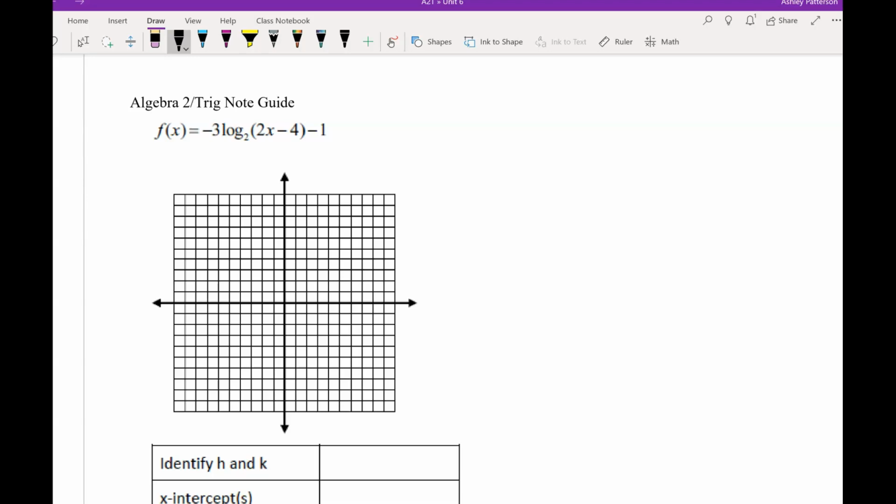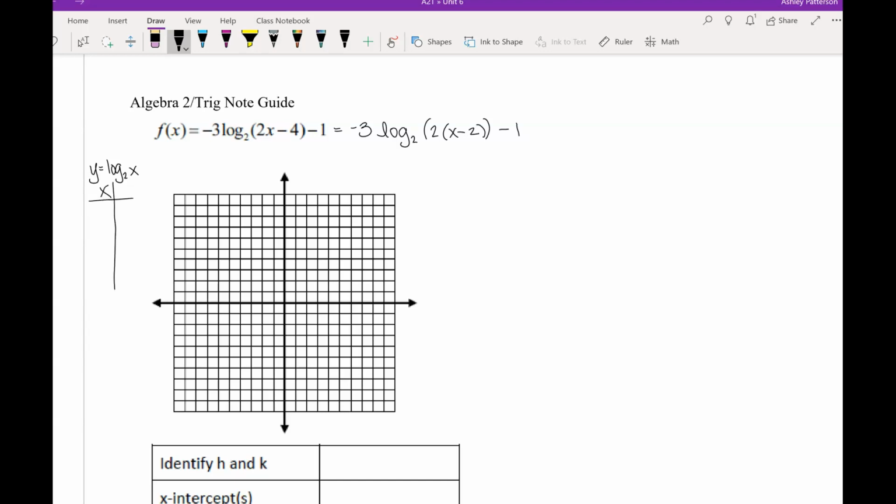All right, last but not least, we need to factor out the b value. So negative 3 times the log base 2 of 2 times x minus 2, minus 1. Nice, there's a lot going on here. Okay, so I'm going to go over to the left-hand side, and I'm going to practice identifying the parent function. It needs to have the same base, but no transformation, so log base 2 of x.